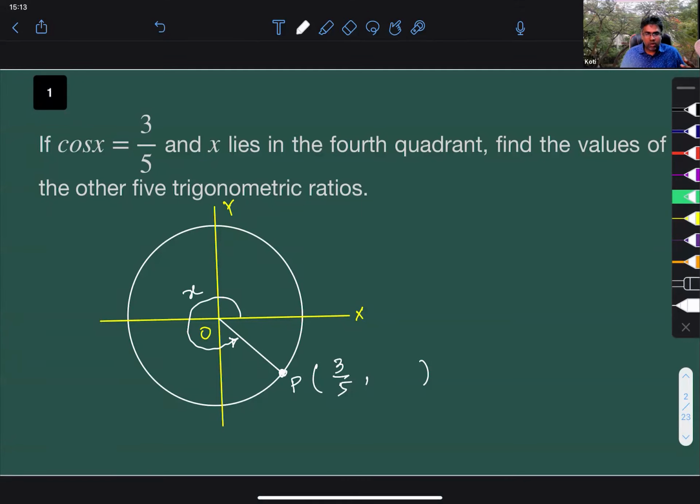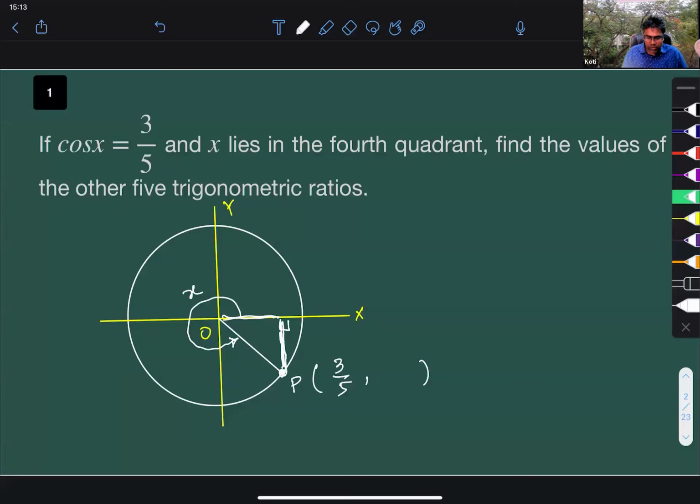But now, how do we get all the other trigonometric ratios? Cos x is 3/5, and because it is in the fourth quadrant, it will be positive, right? So the x coordinate will be positive. If we drop a perpendicular here, this value will be positive. But the y coordinate in the fourth quadrant will be negative. So we need to get this value.